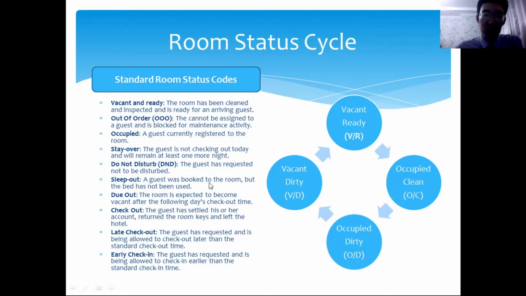Sleep out. A guest was booked to the room, but the bed has not been used. That can occur when the room was paid for and ordered, but nobody stays there right now. Due out, the room is expected to become vacant after the following day's checkout time. So the next day, checkout is basically the time when the keys are returned. Late checkout is when we know that the guest is going to check out later than the standard time. And early check-in, basically the guest is going to check in early, so we need to prepare a room in advance.